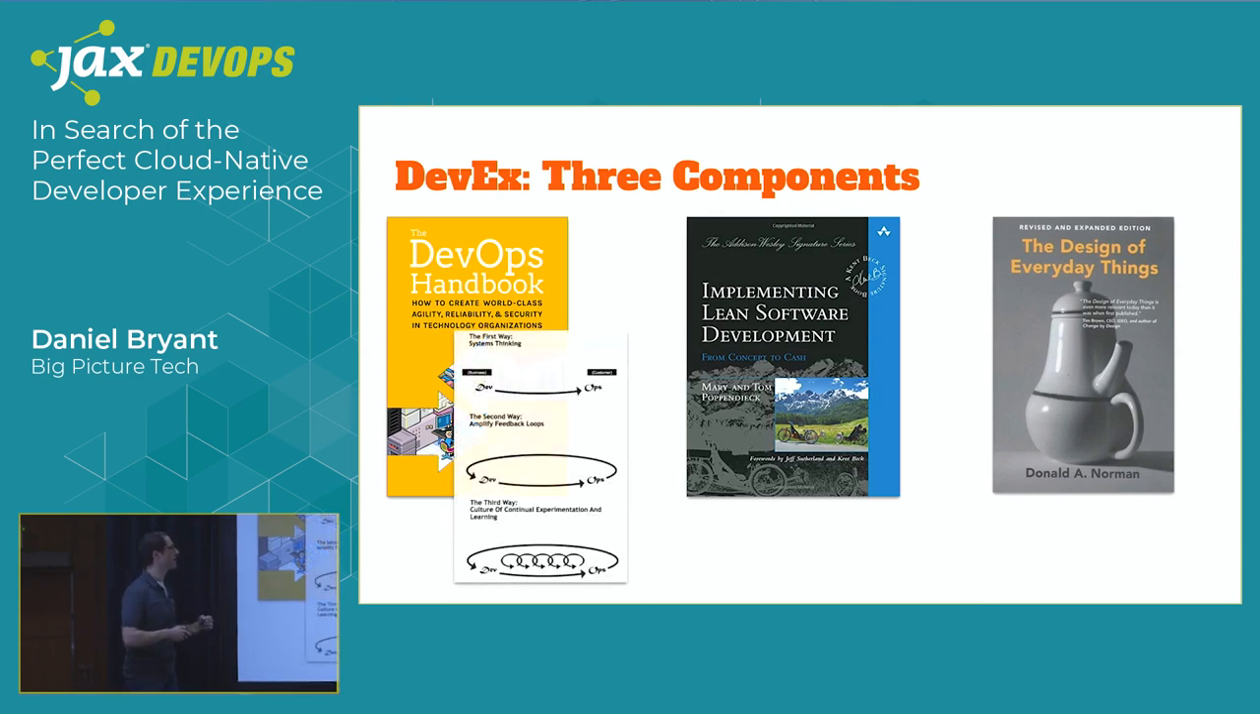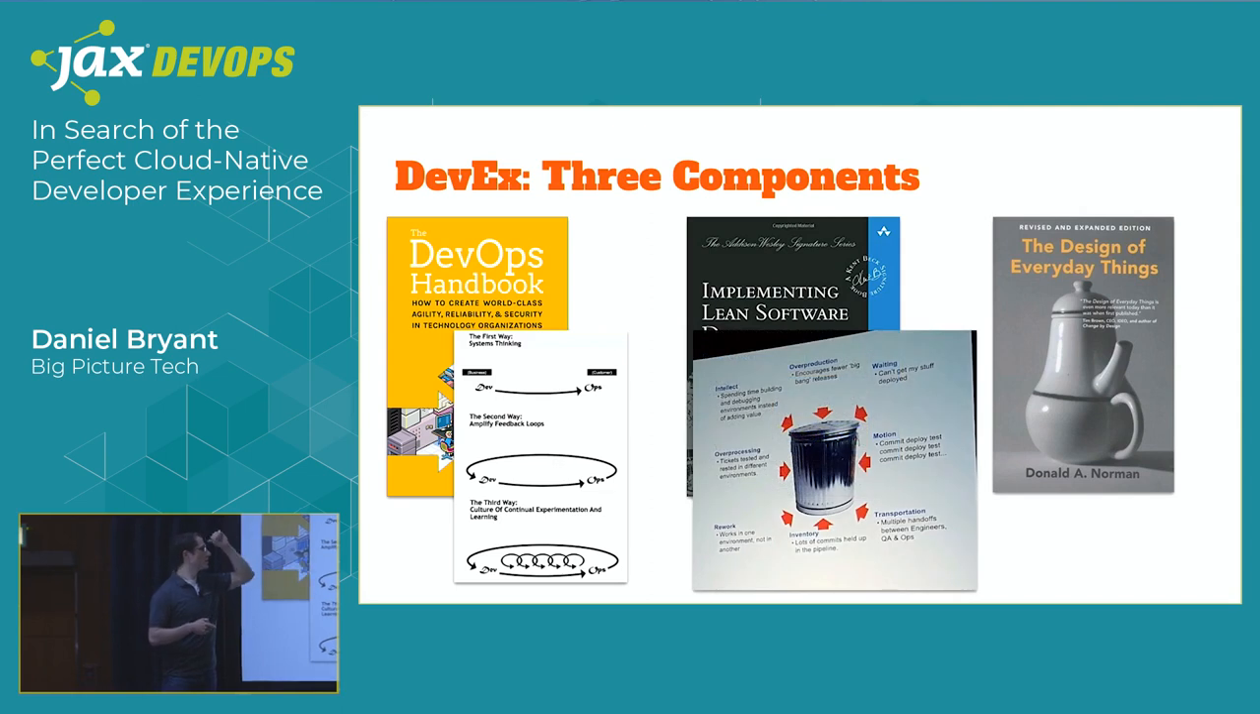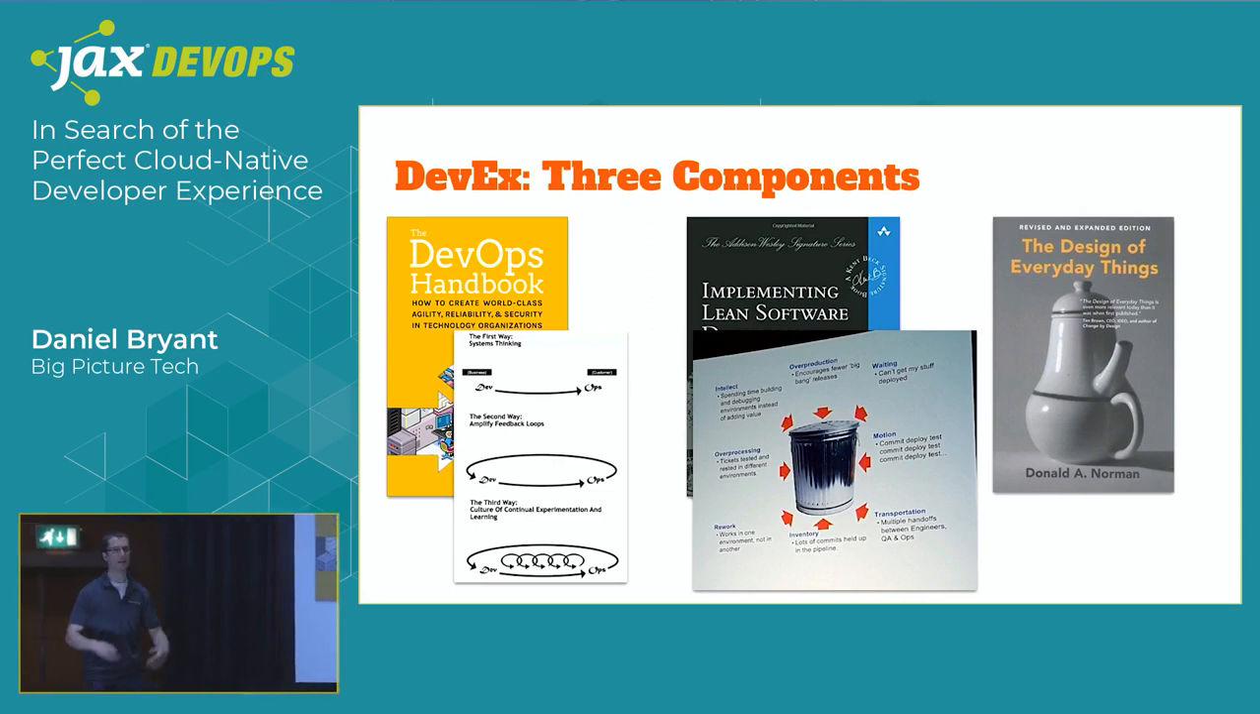From DevOps I take the systems thinking, feedback loops, and building, or curating, a culture of continual experimentation and learning. That's what I take from DevOps. Straight from Adrian's talk, from Lean, it's about minimizing waste. If I'm building Docker containers, waiting 10 minutes, pushing, that's a massively long dev loop. That's waste. That costs the company money.